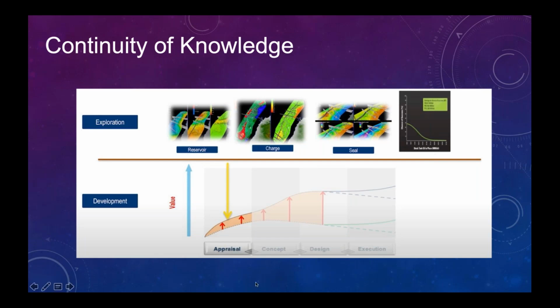So in the appraisal phase, if you have good knowledge and good connectivity in knowledge, you can see those lines go up. And if you don't have that continuity, then of course you're going to have poor planning, and as a result you eventually get poor producibility from this field.